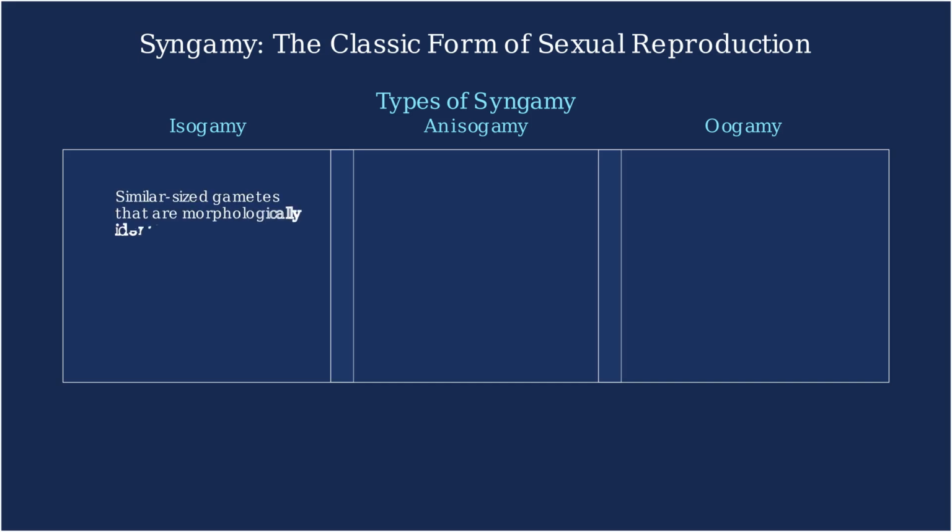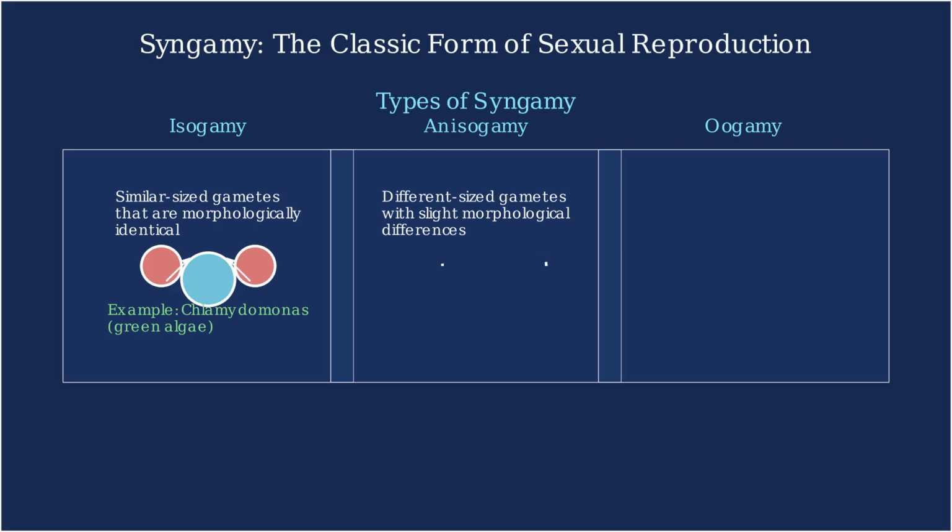Isogamy involves the fusion of gametes that are similar in size and appearance. This type is commonly found in certain algae like Chlamydomonas, where both gametes are motile and identical. Anisogamy features gametes of different sizes, but the difference is not extreme. Brown seaweeds like Fucus exhibit anisogamy, with one gamete slightly larger than the other.